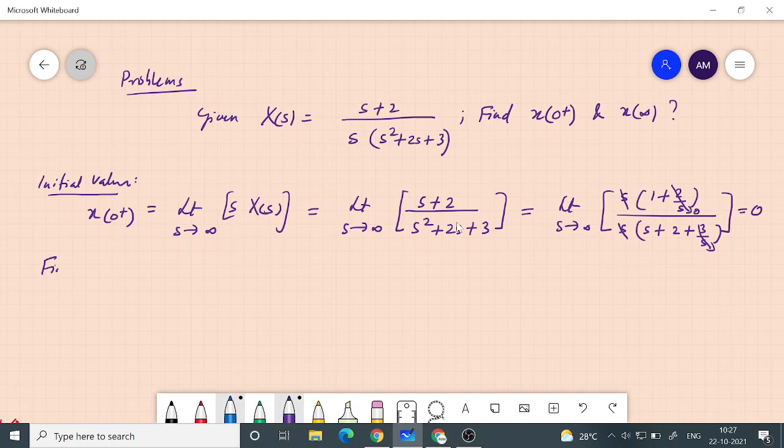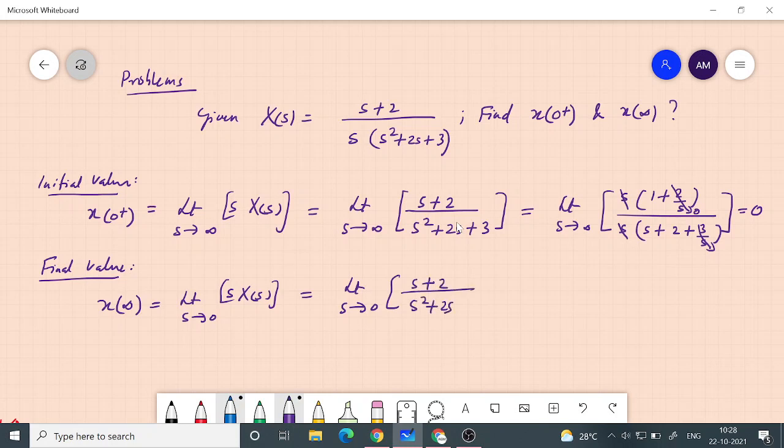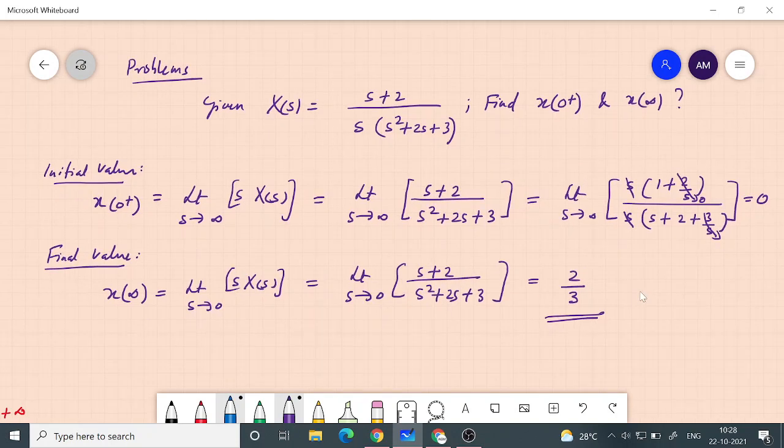Now the final value, x of infinity, is the limit s tends to 0 of s X of s. So that is limit s tends to 0 of (s plus 2) by (s square plus 2s plus 3). So you put s equal to 0 here, we get it as 2 by 3. And you can verify this result by taking the inverse and finding it out, but it will take much more time.